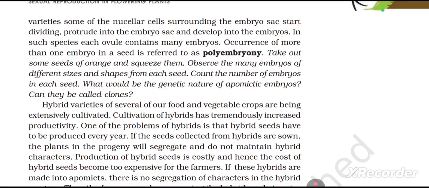In such species, each ovule contains many embryos. Occurrence of more than one embryo in a seed is referred to as polyembryony. Take out some seeds of orange and squeeze them. Observe the many embryos of different sizes and shapes from each seed. Count the number of embryos in each seed.